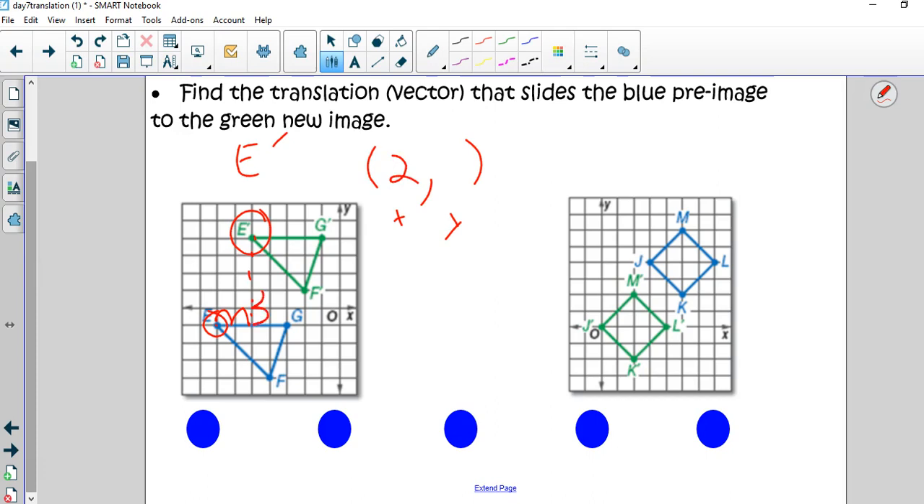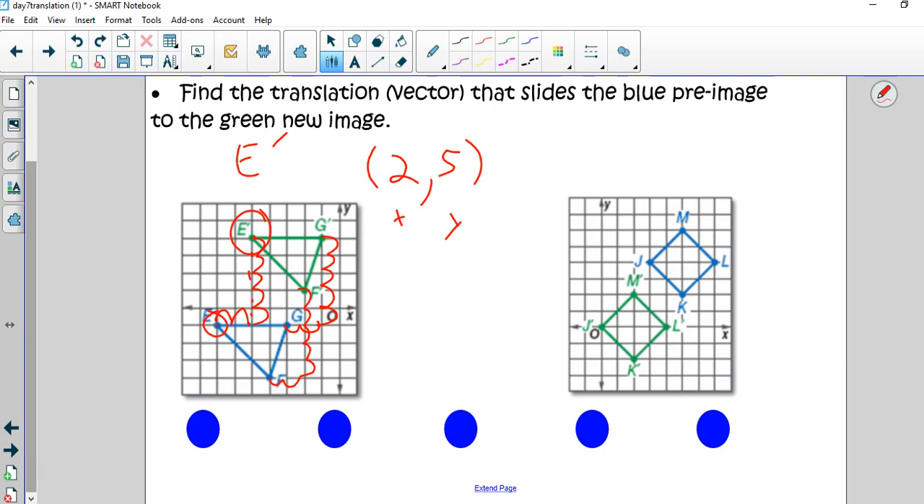I went up 1, 2, 3, 4, 5. And you can check it. How about G? 1, 2, then 1, 2, 3, 4, 5. F, 1, 2, then 1, 2, 3, 4, 5. Each time.